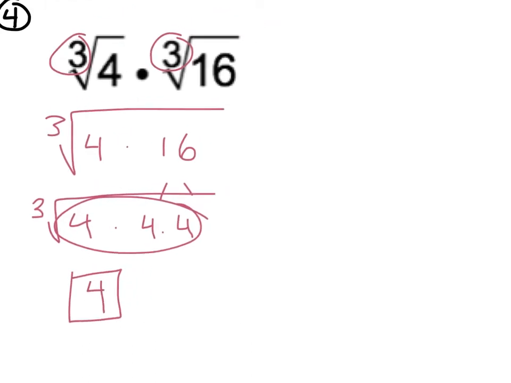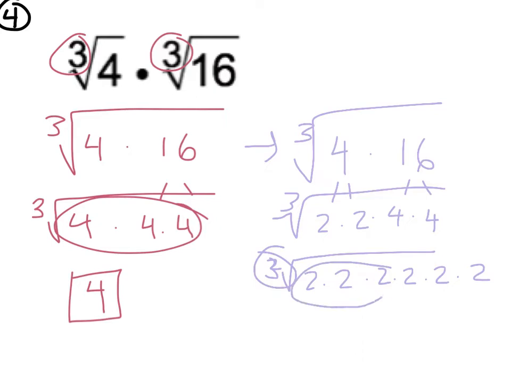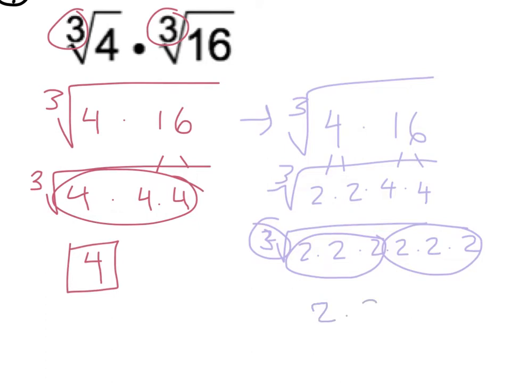If we wanted to, I'm just going to show you a different way of doing it here. We have the cubed root of 4 times 16. We could break down the 4 into 2 and 2. The 16 breaks down into 4 and 4. And then we have 2 times 2 times 2 times 2 times 2 times 2. And now we're just going to circle our groups of 3s because our index tells us we have to circle 3 at a time. And we're going to have 2 groups of 2. So we're going to take out 2 2s, and 2 times 2 is 4. So either way you do this, you're going to end up with the same answer.